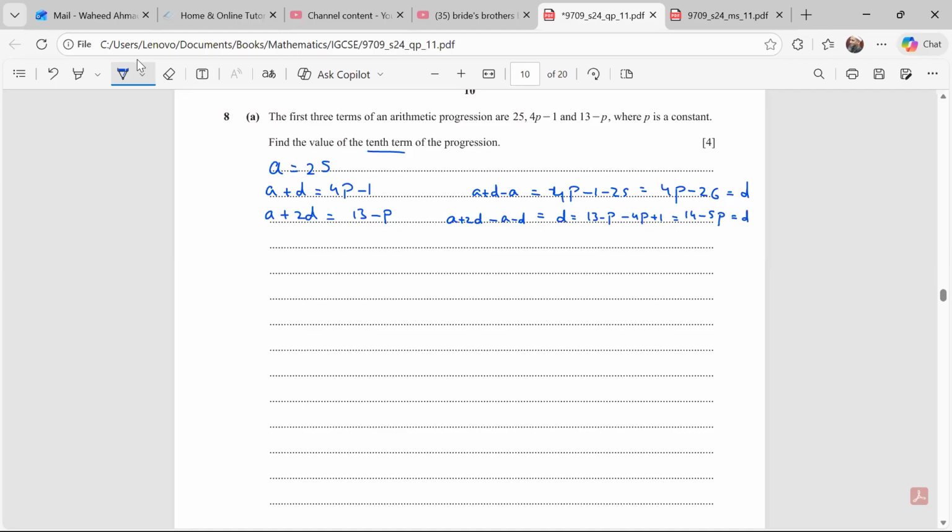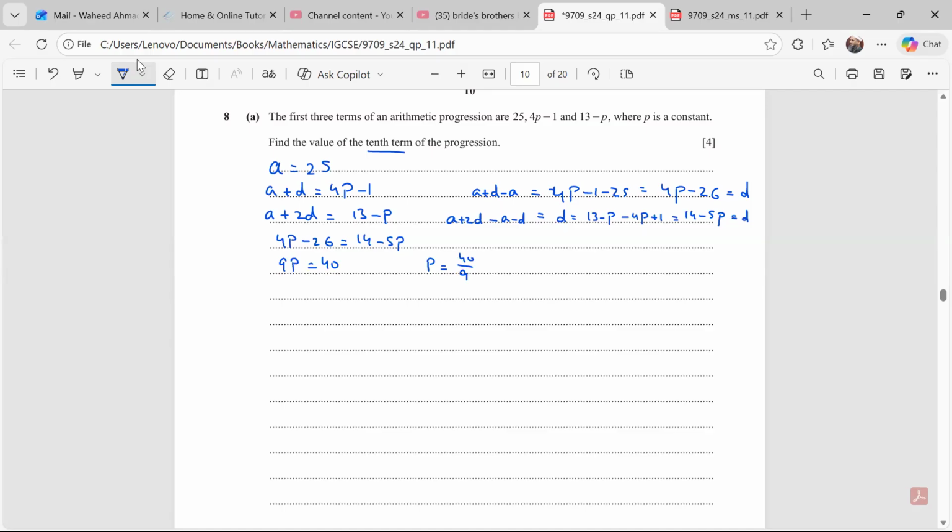So I found two different expressions in terms of p for d. Since they are both equal to d, I can equate them. So 4p minus 26 is equal to 14 minus 5p. Okay, now I have a relation. I can solve it and find the value of p. So how will I do this? This 5p goes on the other side, becomes plus 5p, so 5 plus 4 is 9p. On the right side, 14 plus 26, it is going to be 40. So p is equal to 40 over 9.